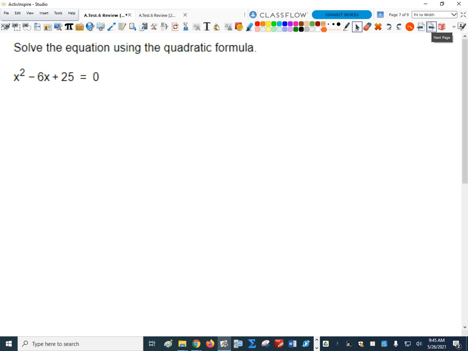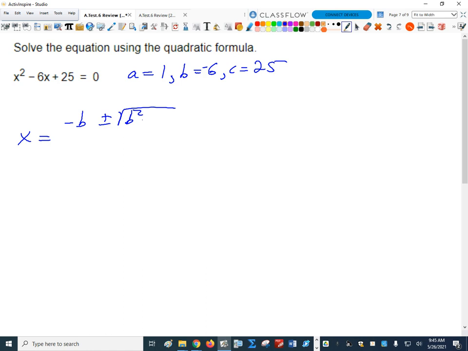Okay, same kind of thing, only no magic numbers. Another quadratic formula problem. So this time, a is 1, b is negative 6, c is 25. So let's start off with the quadratic formula. x equals negative b plus or minus the square root of b squared minus 4ac, divided by 2a. Okay? If we plug in our stuff then, negative b is what?